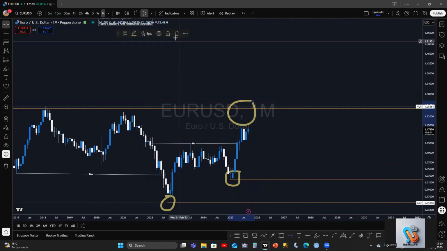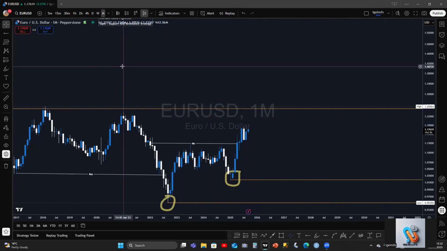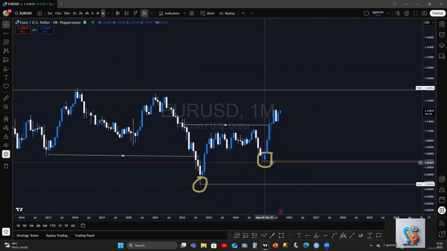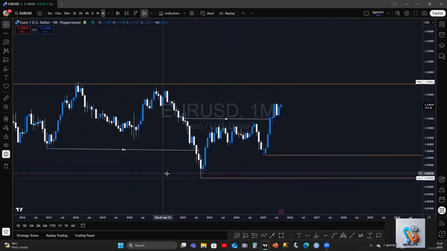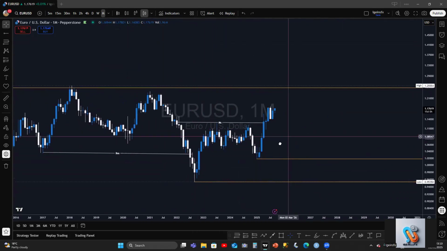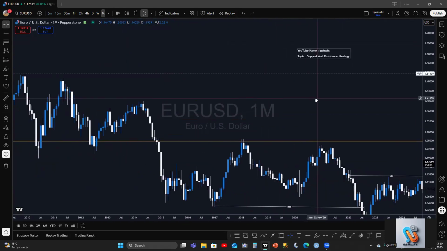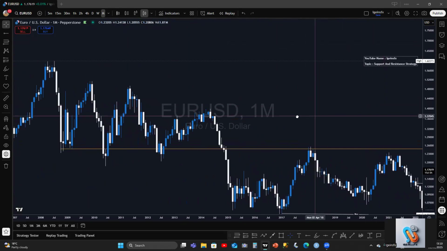So what will happen? We need to now take a step further. All right, now that we have marked our levels here, let's remove this. Let's remove this one as well. We have marked our level, the last break of structure, last low, the lower high, then market shift, then a resistance level is marked. All right.